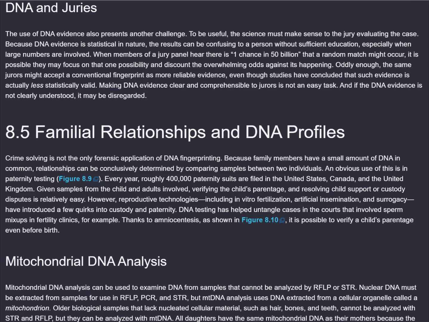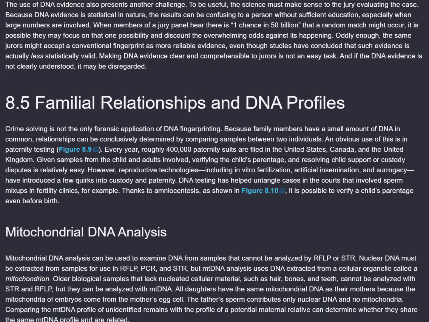DNA and juries. The use of DNA evidence also presents another challenge. To be useful, the science must make sense to the jury evaluating the case. Because DNA evidence is statistical in nature, the results can be confusing to a person without sufficient education, especially when large numbers are involved. When members of a jury panel hear there is 1 chance in 50 billion that a random match might occur, it is possible they may focus on that one possibility and discount the overwhelming odds against its happening.